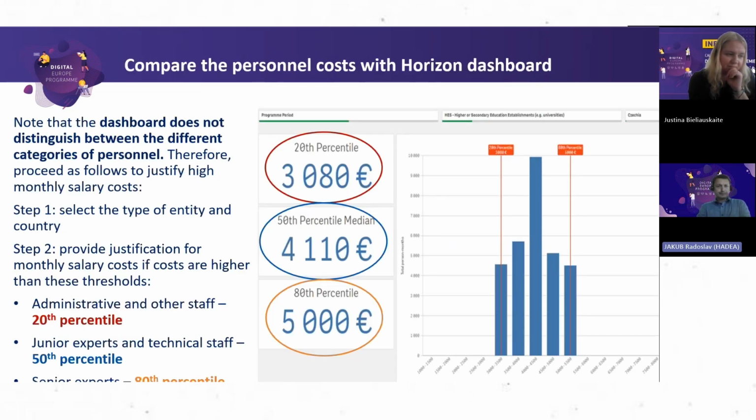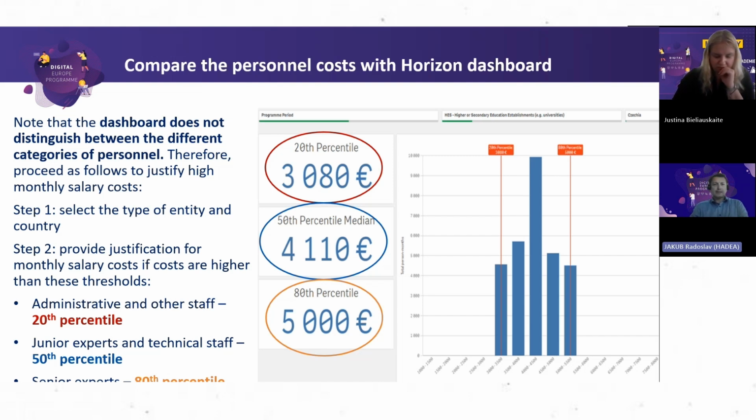In order to compare your costs, please consider doing the following. This is the extract directly from the Horizon dashboard. The dashboard does not distinguish between the category of staff. However, there are costs per country, per type of entity. So, for example, for private entities, public entities, research institutions, universities. In order to see whether your costs need additional justification, please go to this Horizon dashboard, select the type of entity and country. Then you will see this information on the monthly average salary cost.